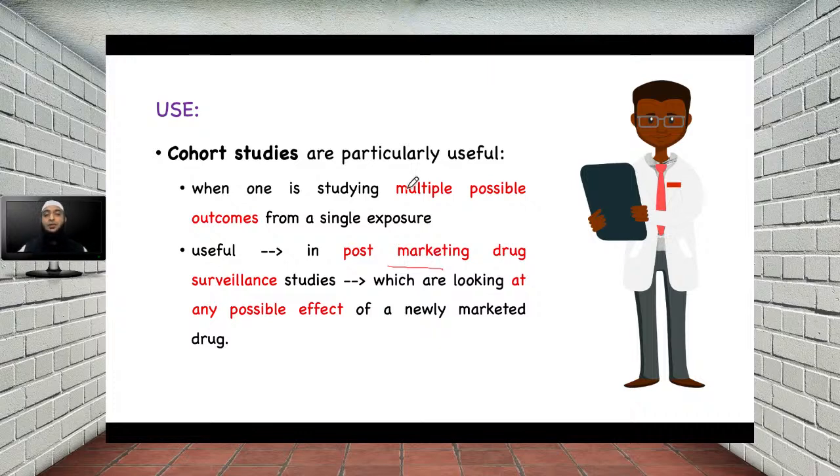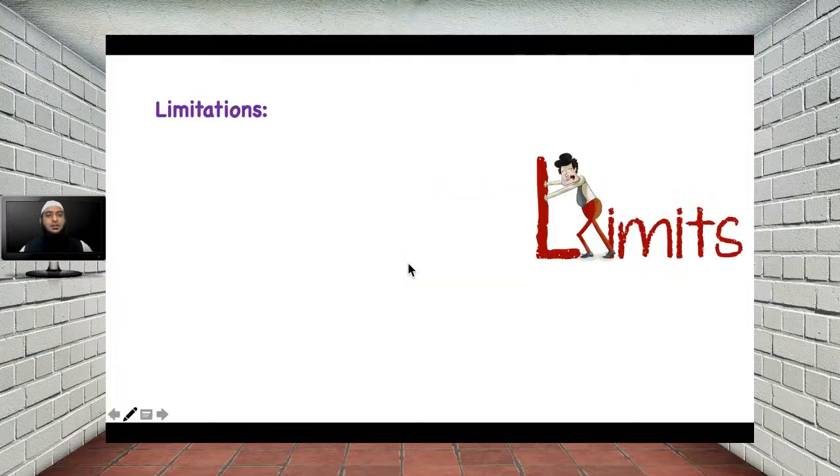So it is useful in post marketing drug surveillance studies which look at any possible effect of a newly marketed drug. The cohort study is a very good design to study the drug after it is marketed. Okay, so this is the use of the cohort study. Now let's see the limitations of the cohort study. Although we have seen it is a confirmatory study, the most advanced study compared to all the earlier designs we have studied, there are still certain limitations.